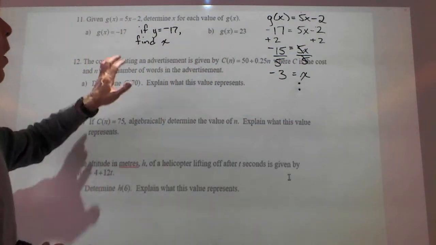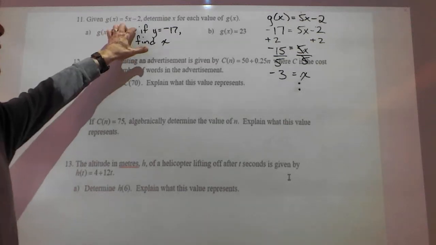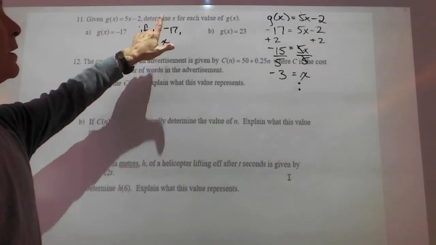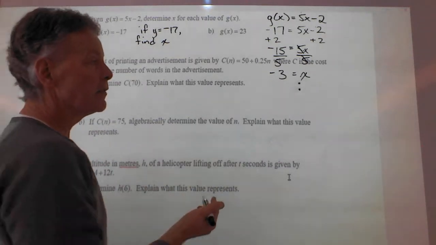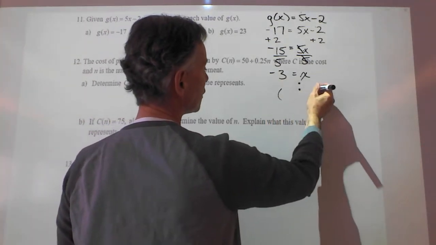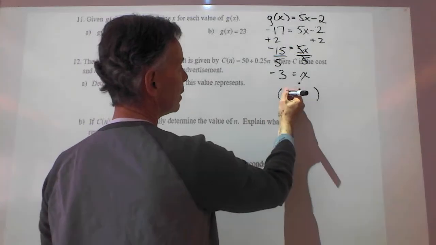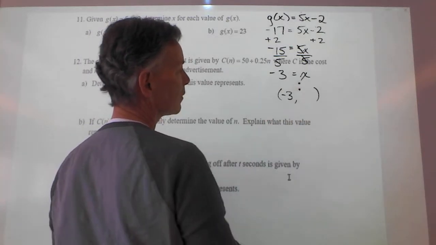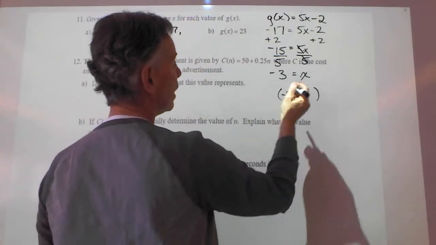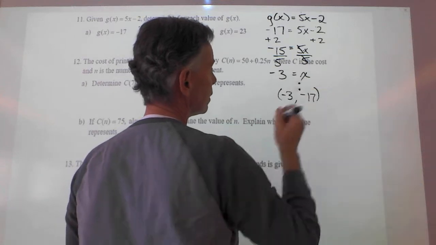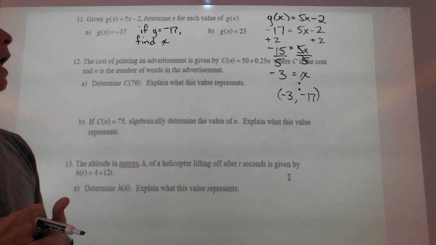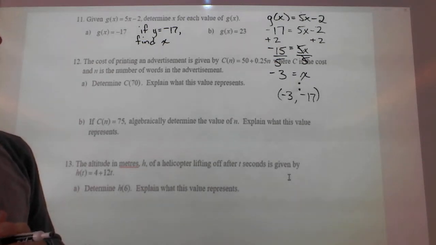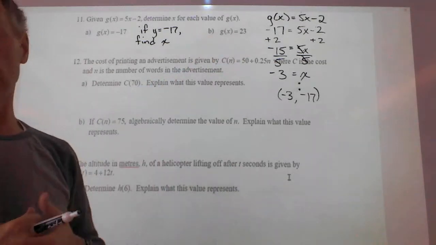So, what this is saying is, if y equals negative 17, x equals negative 3. And just like with the last one, we can express our answer as an ordered pair, where negative 3 is our x coordinate, and negative 17 our y. Okay? I think maybe we should try one more of these.